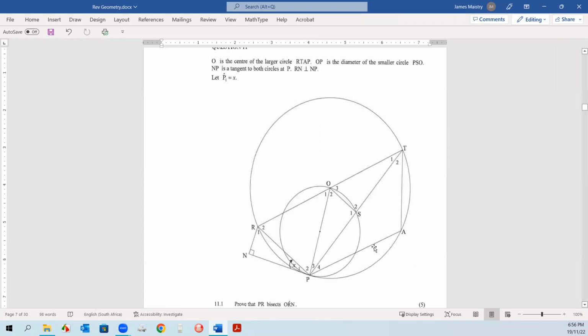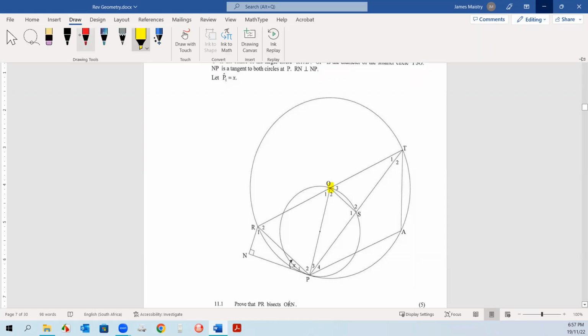All right, let's look at this question. Is it too small or can you see that? Is the diagram clear? We can see it, sir. All right, let's go for it. It says O is the center of the larger circle. Make a note, O is the center. Let's put a dot there. It's a little bit too big, the dot.